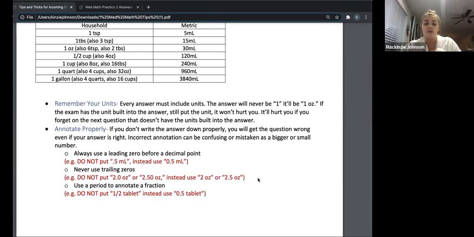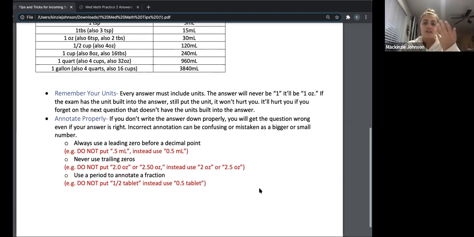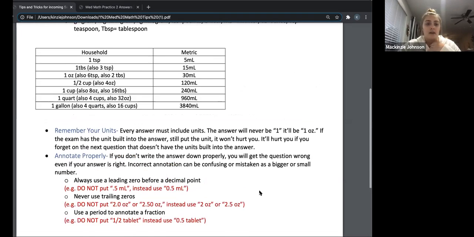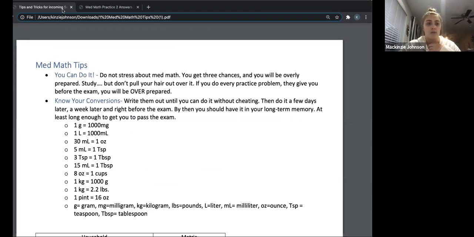And when you're doing 0.5, for example, you never put 1/2. It's always going to be in decimal form. Never put it in fraction form or it'll be marked wrong. So that's kind of just the basics, and then we can start doing problems.